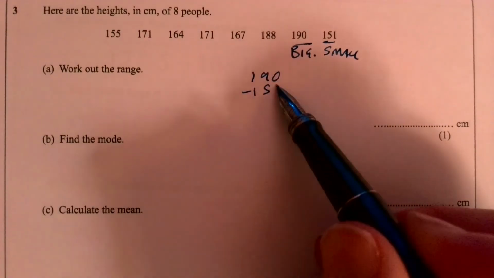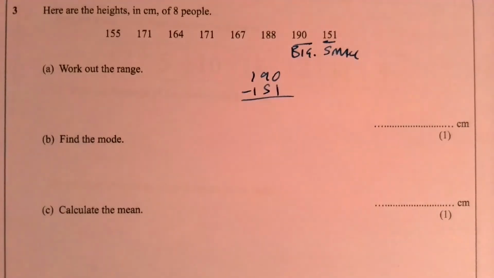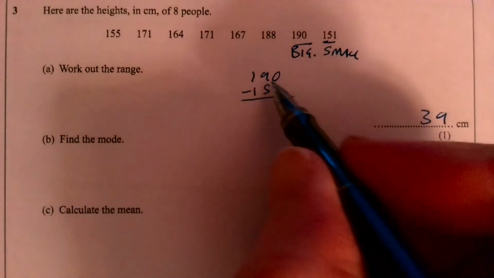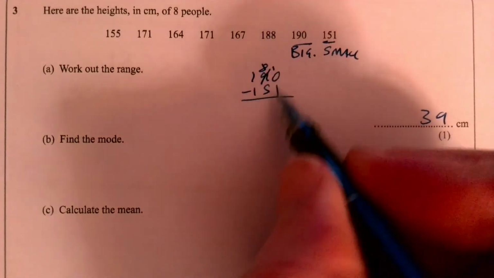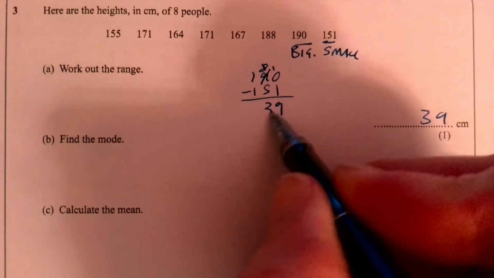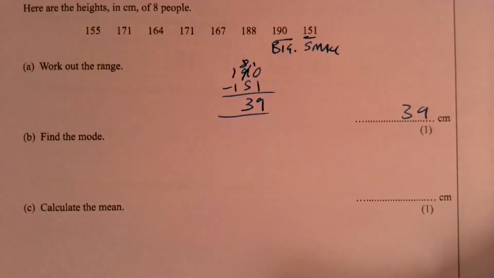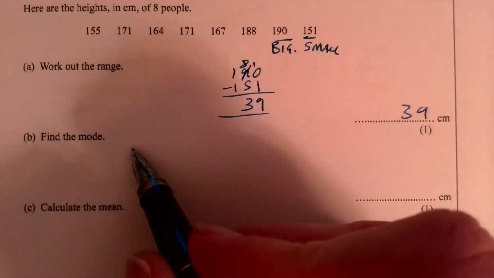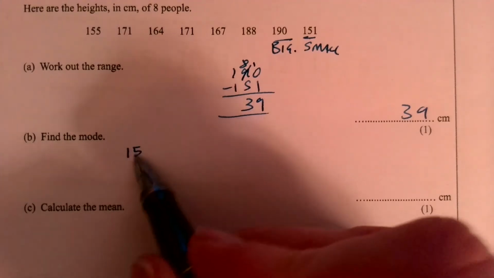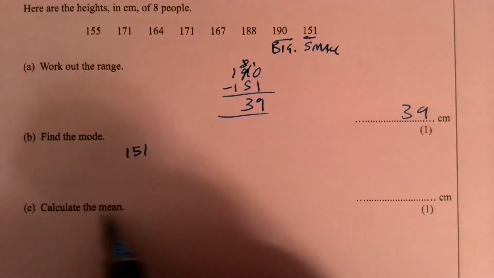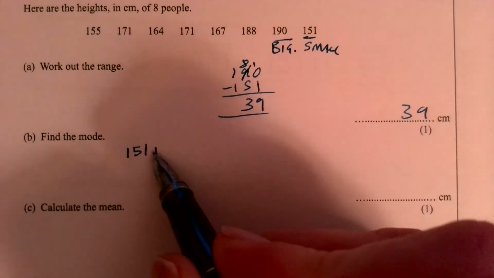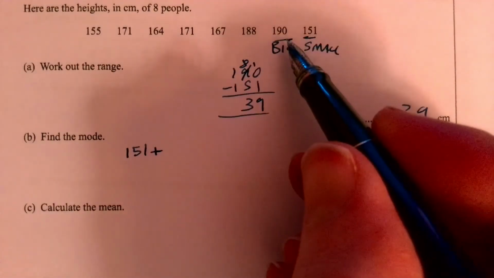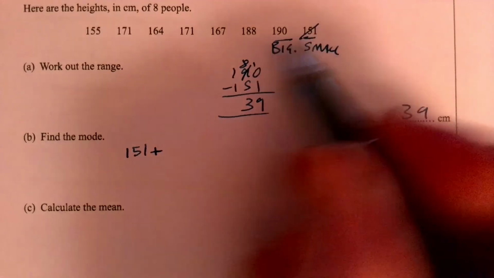190 take 151. Remember, you don't leave that as your answer, you've actually got to take it away. So that is 39, because remember, you'd have to borrow 1 there, wouldn't you? 5 from 8 is 3, yep, 39 centimetres. Find the mode. So it's a good idea to maybe write them out again, just to make sure that we've got them. I'm going to be calculating the mean in a moment, so I'm going to write it all out with adding to help me out with that, because I'm going to save a bit of time.